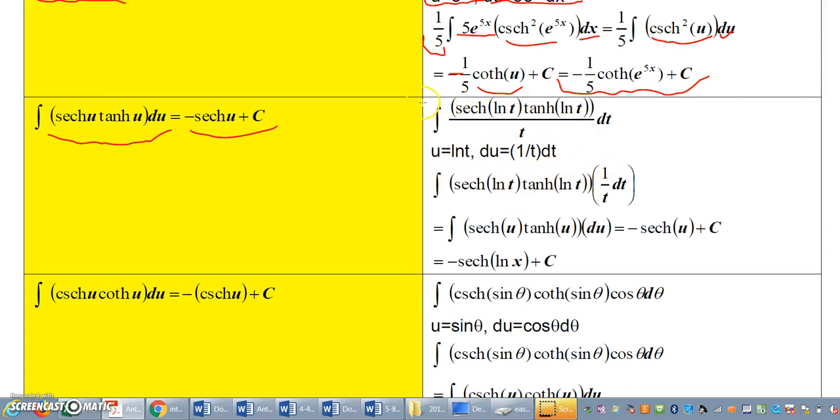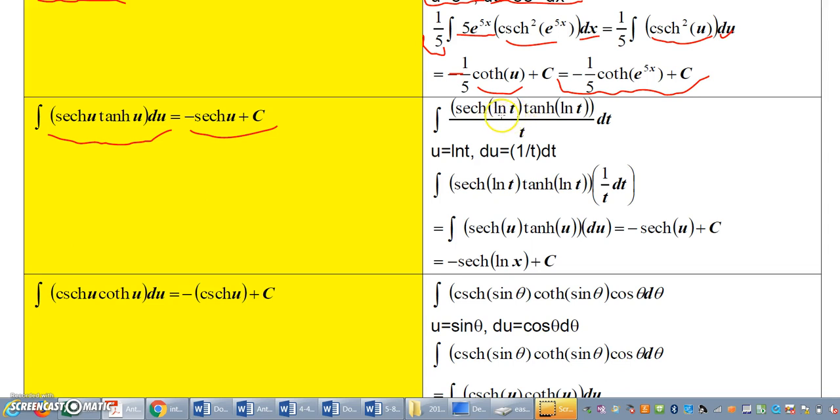So up here you'll notice I have in the numerator hyperbolic secant of natural log of t, hyperbolic tangent natural log of t, and in the denominator I have t. And I switched to t here just to show you that we don't always have to have these integrals in terms of the variable x.